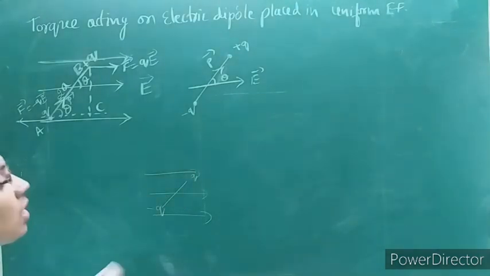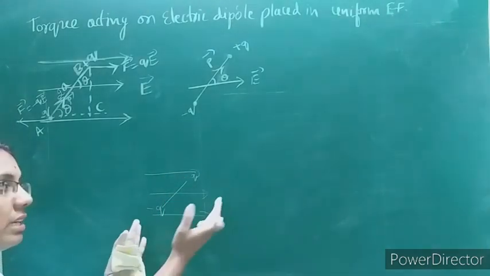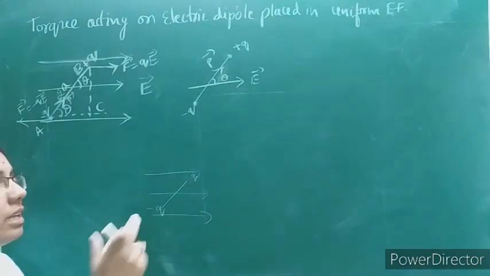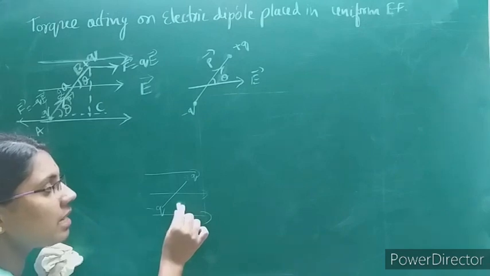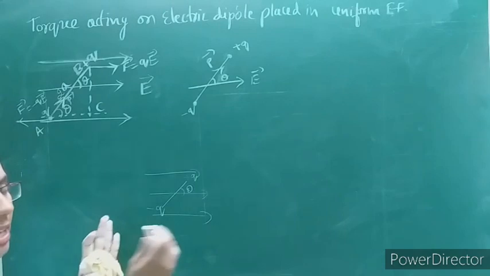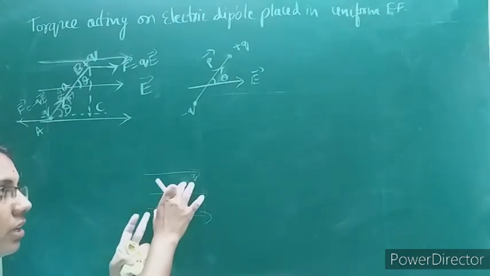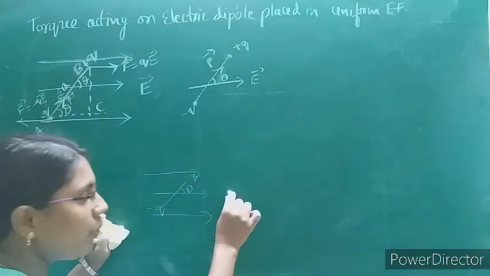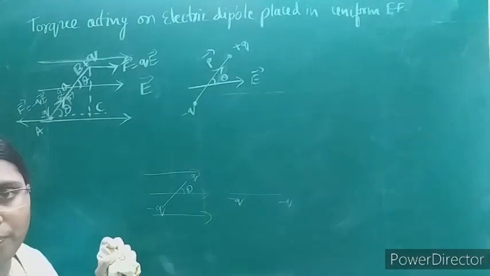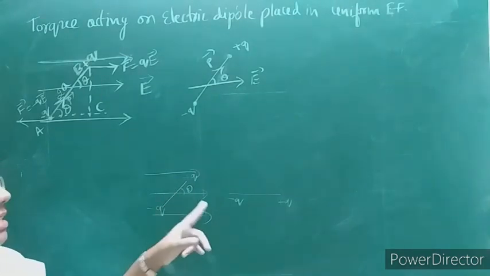So let me discuss what is the amount of torque acting on this dipole. When the torque acts on the dipole, the dipole will rotate until it orients its direction along the direction of the electric field. See, this is at an angle theta, right? When torque acts on this dipole, this torque will continue to act until the dipole orients in the direction of the electric field. Okay.